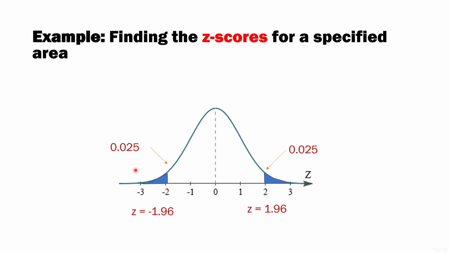So the area of the shaded region on the right is 0.025, and we can find the corresponding z-score to be 1.96. Now, because the standard normal curve is symmetric around 0, the z-score on the left is negative 1.96. And so the two required z-scores that we're looking for here will be plus or minus 1.96. We could also solve this example by first using table 2 to find the z-score on the left, which is negative 1.96, and then applying the symmetry property to get the z-score on the right, which is then 1.96.